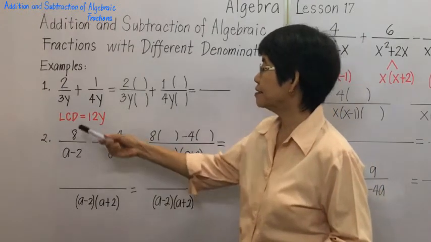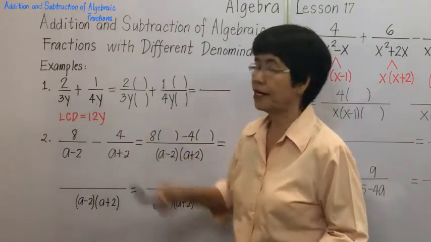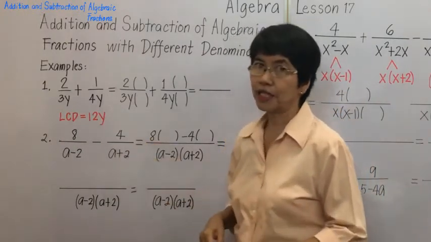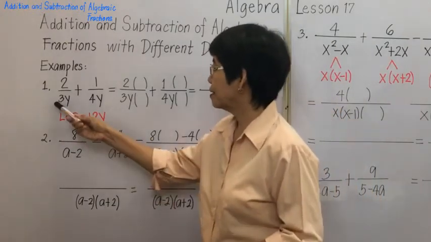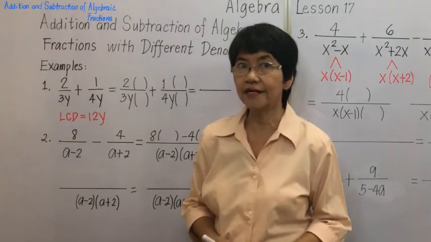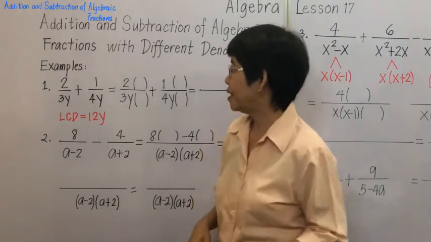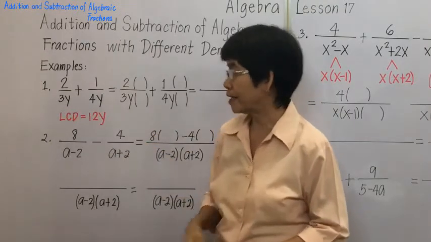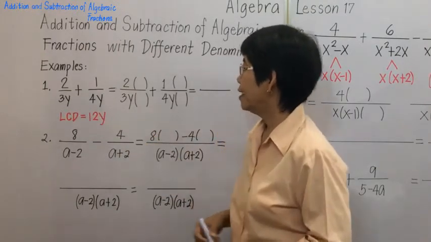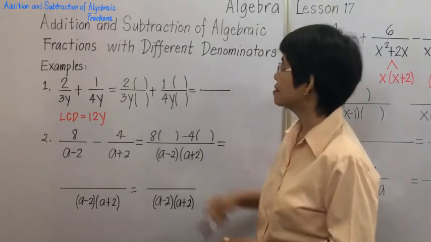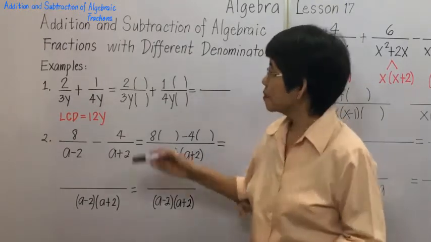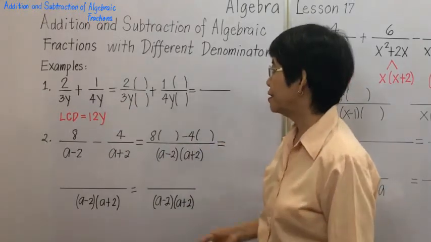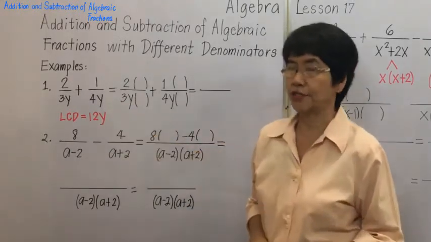We will get the LCD of 3y and 4y, which is 12y, because we simply multiply 3 and 4 since they are relatively prime. And then get one common factor, which is y. So we have 12y. And next, we raise each fraction to higher terms, each with the LCD as the denominator.